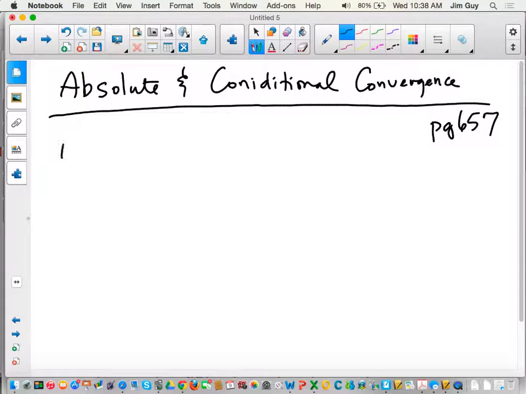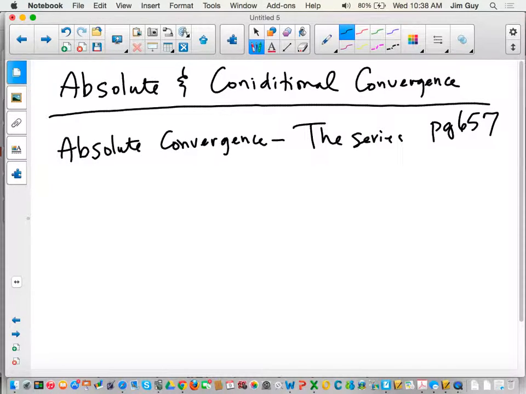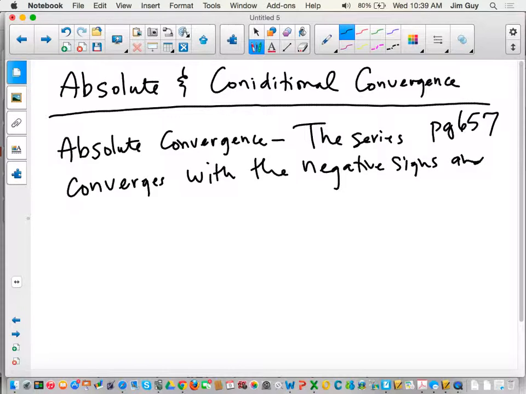So, absolute convergence means the series converges with the negative signs and without. I think that's just the simplest way to think about it. So you have a series, you're going to test it just as it is with the negative signs in there. You're going to do the alternating series test on it, and then decide what that is. And then you're going to start over, and you're going to pull out the negative, the part that's causing it to alternate, and just focus on that. It's no longer an alternating series, so you can't use the alternating series test on it. You use one of the other tests.